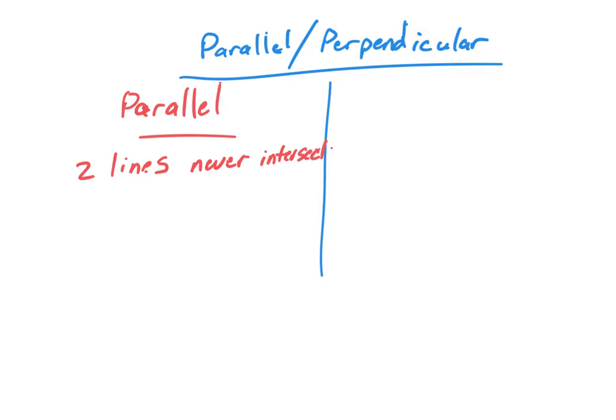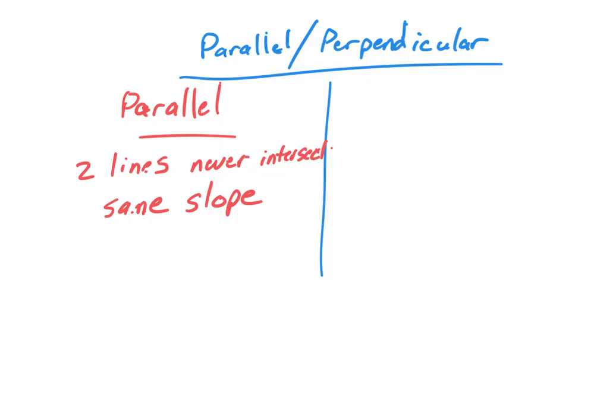In order for two lines to never intersect, that means they must have the same slope. So if two lines are parallel, they will always have the same slope. The y-intercept will be different, but they'll have the same slope.